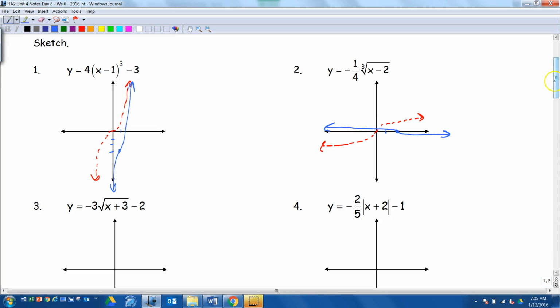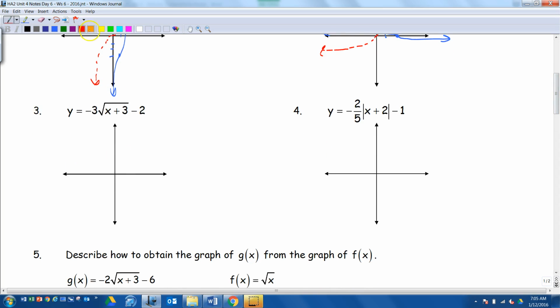Okay. Next one, we have a square root. The parent of a square root function looks like this. It's just half a parabola. We are reflecting. Remember, when we're reflecting over the x-axis, it's not going to the left. It never will for these.